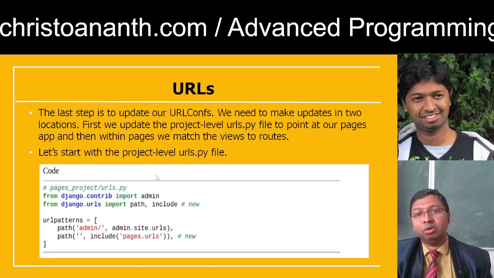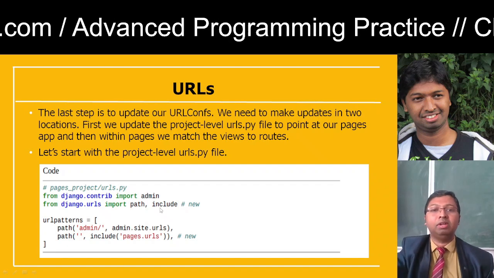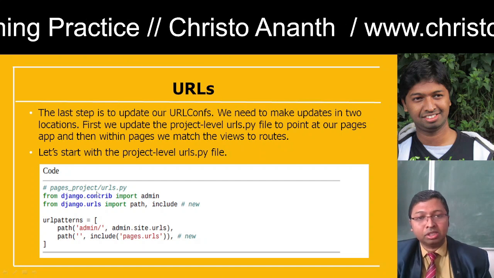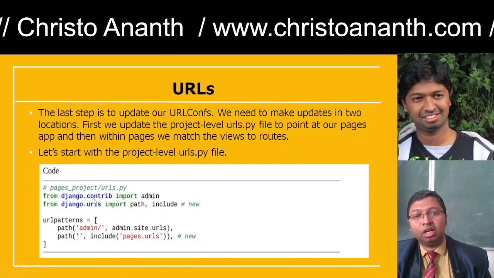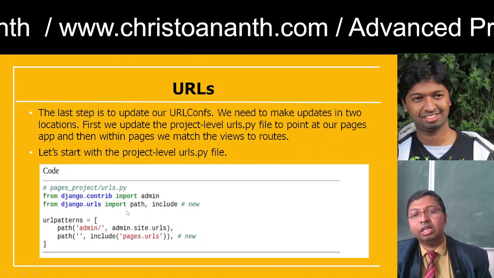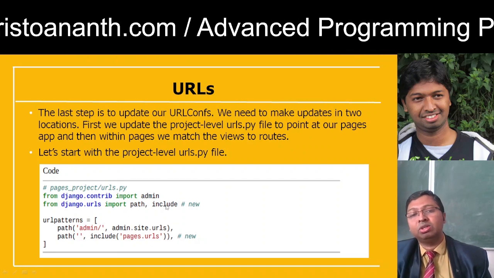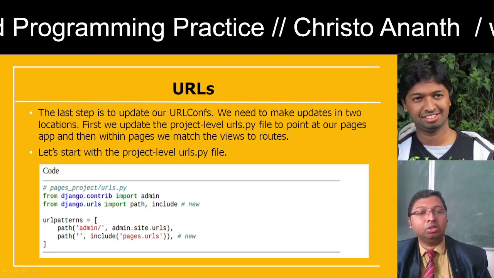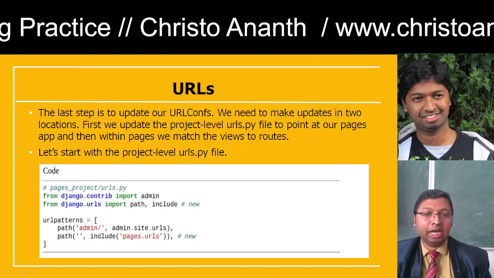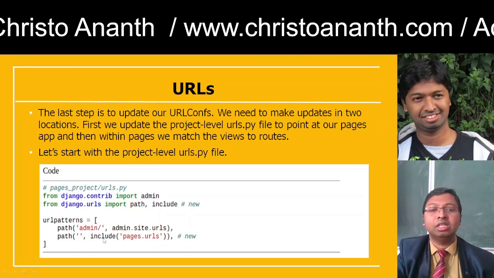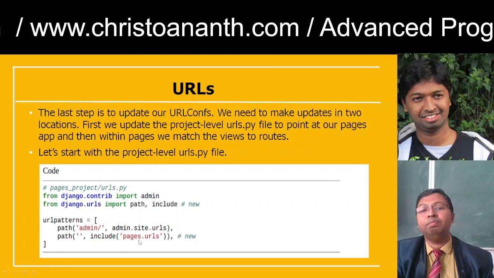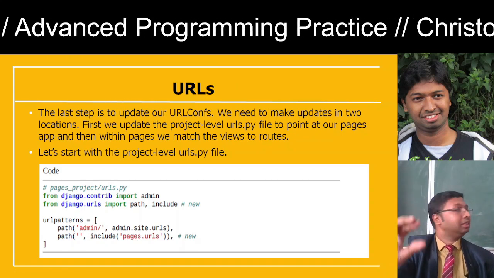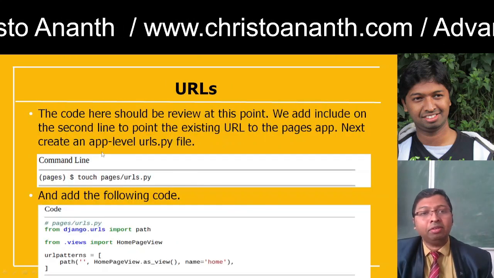So you have to update the urls.py. That is nothing but two levels. You have to update the project level urls.py file. Within pages_project/urls.py: from django.contrib import admin, from django.urls import path, and then include. This is the new import statement they are adding. Within urlpatterns you specify path admin, admin.site.urls, and then path with the new thing, pages.urls. Within that you are including pages.urls. That is the URLs you are going to specify. So you have to include the second line.